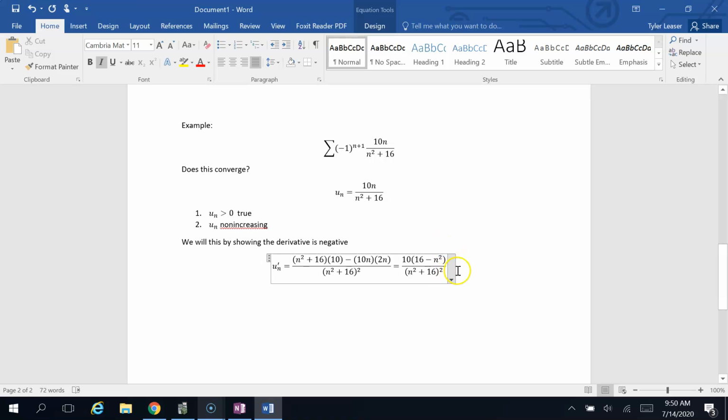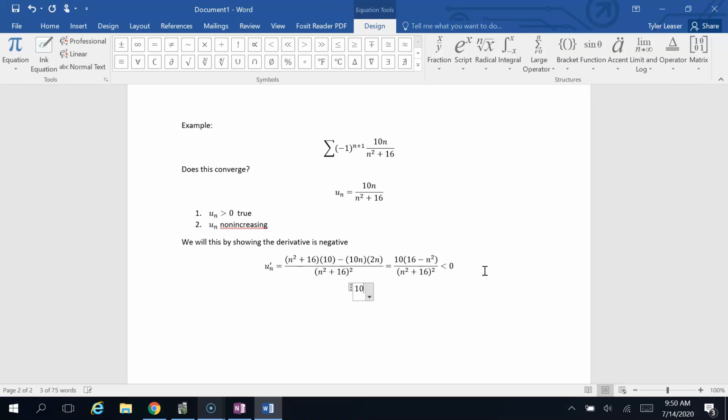Okay, so remember that this is the derivative, and we want to know when this derivative is less than 0. So let's set it to be less than 0 and figure out when that happens, or if it even happens. The denominator is doing nothing, right? The denominator is always positive. The only time that we could ever be less than 0 is if the numerator is less than 0. So let's just focus on the numerator being less than 0. We can divide everything by 10, which really does nothing. So we get 16 minus n squared is less than 0.